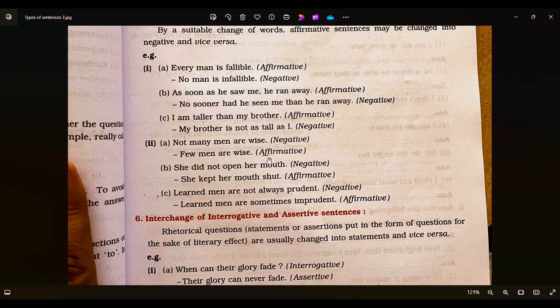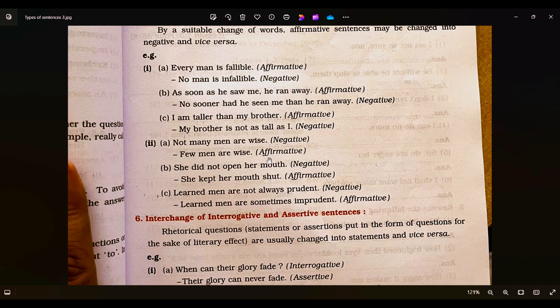Number 3, next, learned men are always not prudent, which is a negative sentence, not is there. So the affirmative is learned men are sometimes imprudent. Instead of always, we write sometimes, and instead of prudent, we write imprudent. Okay, because always prudent is one complete phrase. So if you are making it negative, you have to say sometimes imprudent. So the sentence will become affirmative.